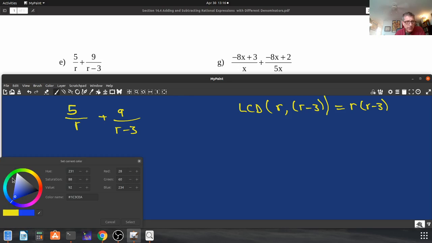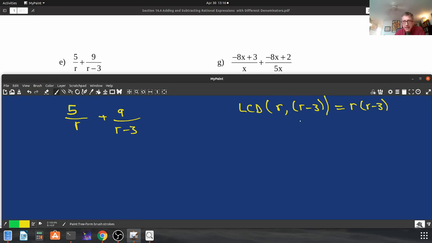Let me put it maybe in green. Leave the LCD in its factored form, always. Well, if my math lab wants you to do something different, you have to do what it wants, but it's always better to leave it in the factored form.